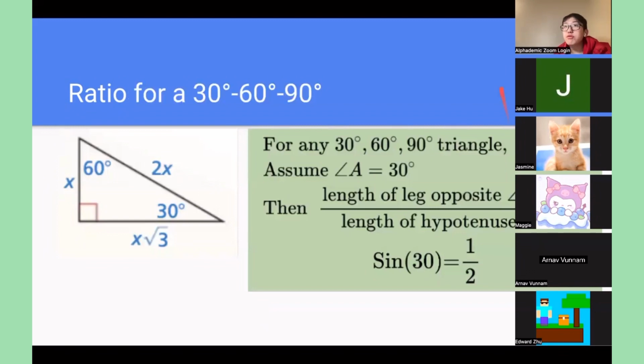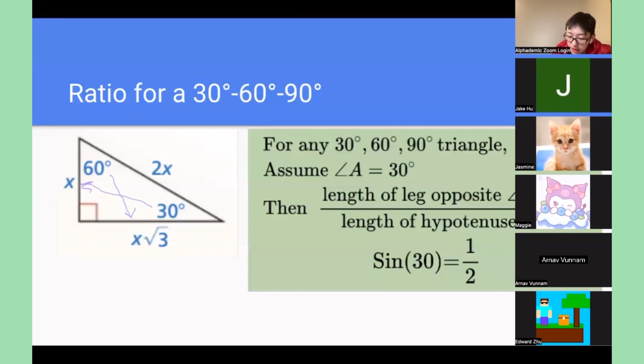Next up, a ratio for a 30-60-90 right triangle. This is pretty important. Throughout math, you'll always see the 30-60-90 triangle. You can never escape from it. And you should remember the ratio. So the hypotenuse will always be 2x. The base, or the side opposite to the 30-degree angle, will always be x, and the side opposite to the 60-degree angle will always be x root 3.